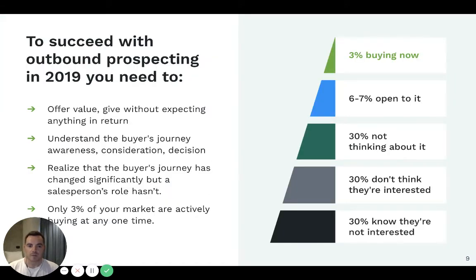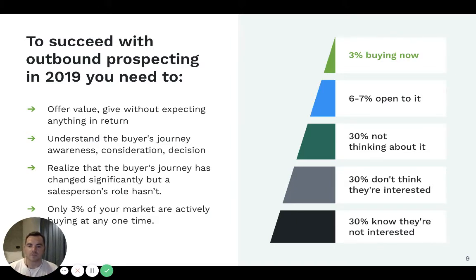So a few other topics before we get into talking about outbound prospecting, and these are my opinion really, but in 2019 you really need to offer value, and you need to offer this value without expecting anything in return. You need to understand that the buyer's journey has various different stages, such as awareness, consideration, and decision. And you also need to realize that the buyer's journey has changed significantly over the last few years, but a salesperson's role hasn't. So there's often a disconnect there.